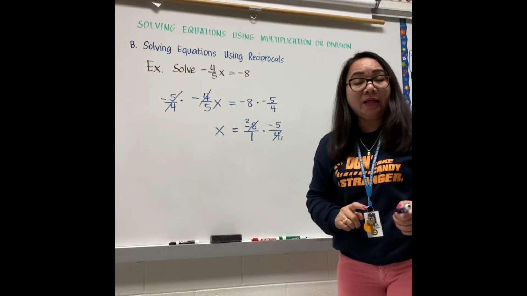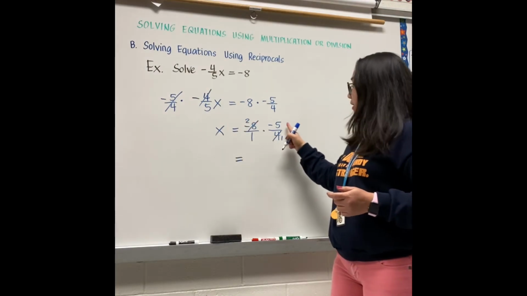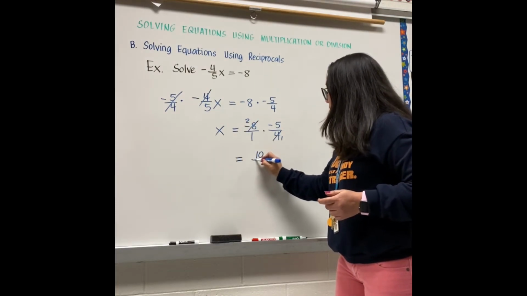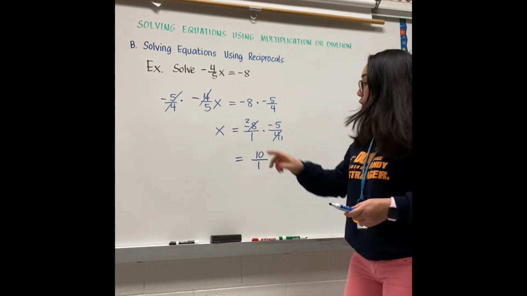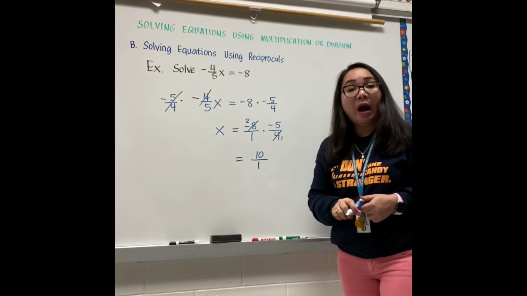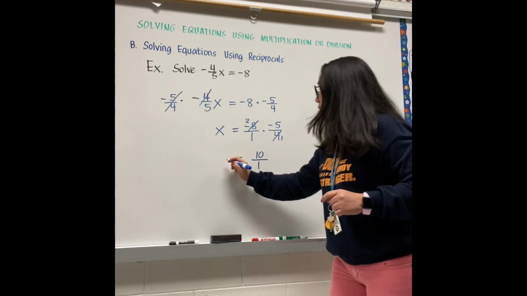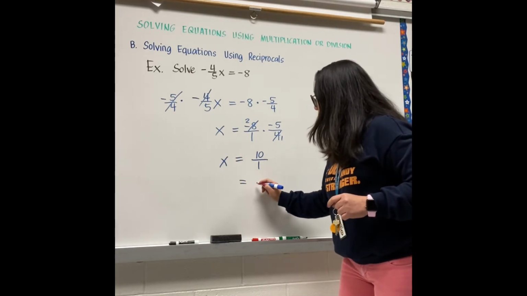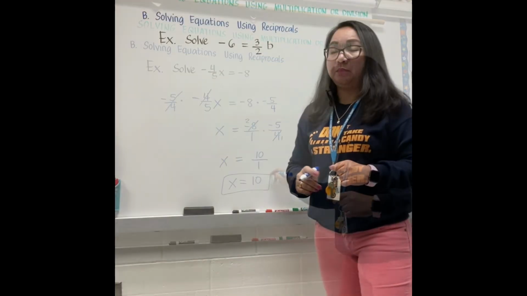Then, multiply the leftover straight across. So, 2 times 5 is 10, over 1 times 1 is 1. Now, you are multiplying both negatives, which will give you a positive answer. So 10/1 is positive. So 10/1 is equivalent to 10, and this is now the value of x.